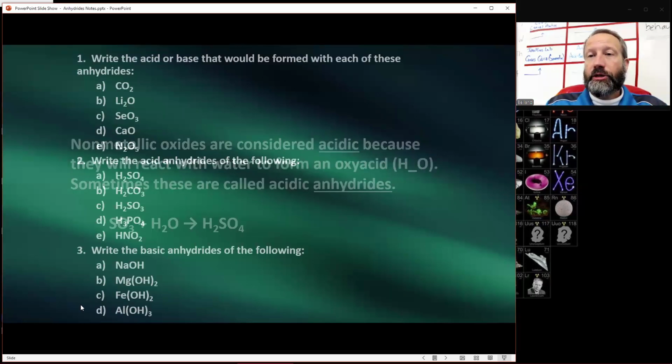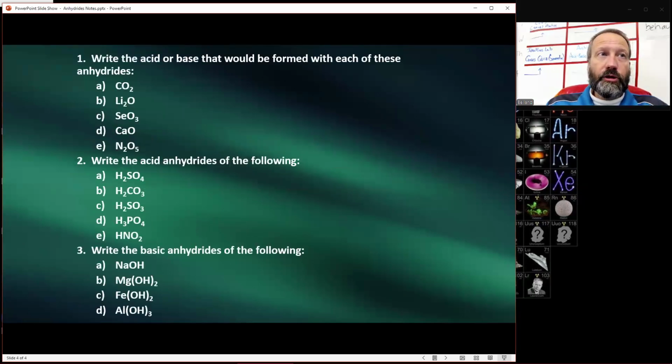Okay, let's do some practice. And I am going to go fast because I know how this works. And you can watch this video over and over again if you need to see it. Now, first off, I want to write the acid or the base. So, these are anhydrides. How do I know they're anhydrides? They don't have water. So I'm going to be adding water to each and every one of these.